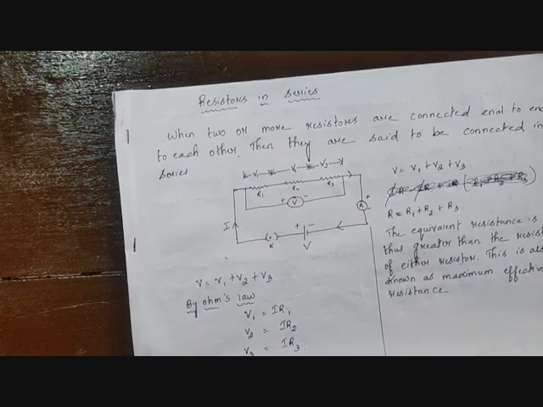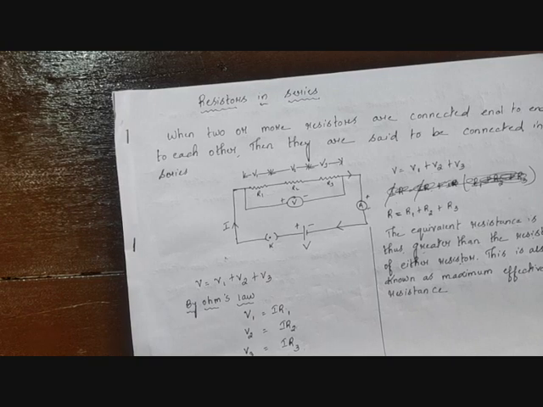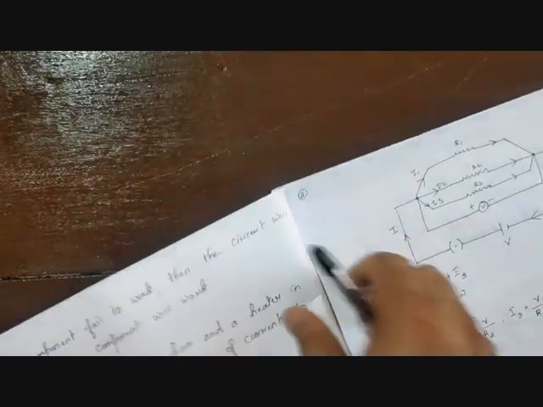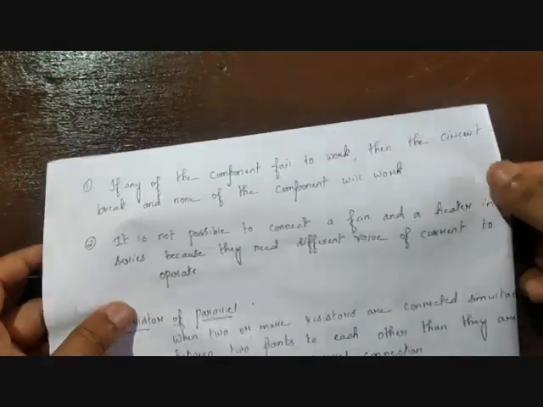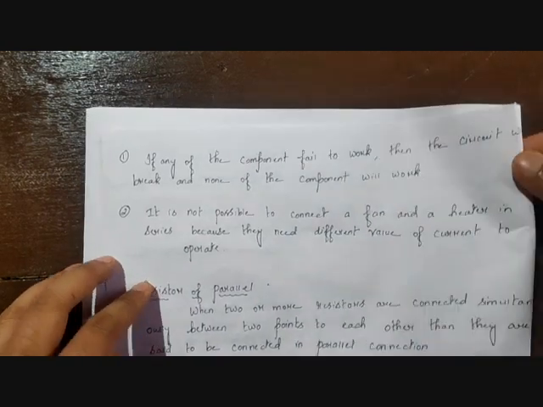Now see, series connection has some disadvantages. Remember one thing, students, at home, whatever type of connection we're using, like wiring, these are all parallel connections, not series connections. Why? I'll tell you now. See, these are some disadvantages.